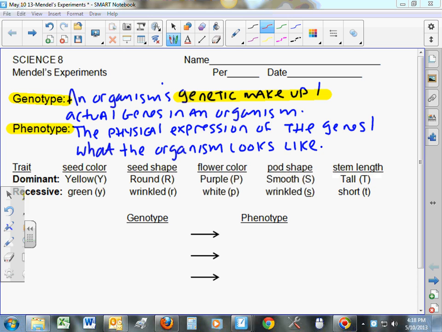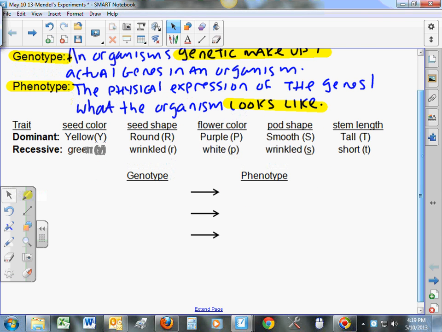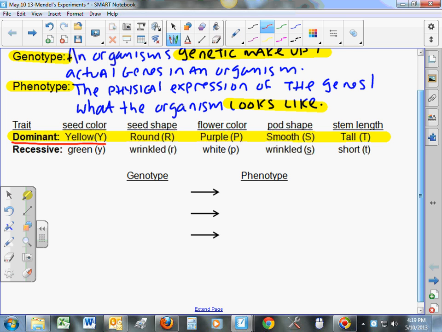Genotype is an organism's genetic makeup. It's how the actual genes combine in an organism. The phenotype is the physical expression of those genes and what the organism actually looks like. So the genotype is the genetic makeup and the phenotype is what it looks like. Now, there's two forms of a trait: dominant and recessive. We see 5 of the 7 things that Mendel observed about pea plants here, and you'll notice that with the dominant form of each of the traits, we use a capital letter to express that.